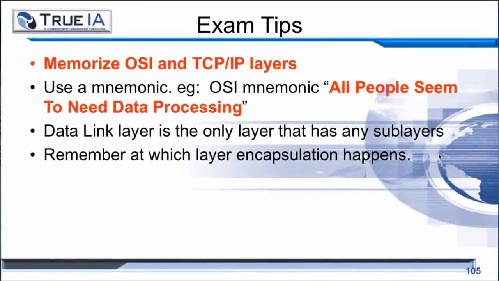So one more important set of tips for you. You absolutely must memorize the OSI and the TCP/IP layers. A simple mnemonic for the OSI layers is All People Seem To Need Data Processing. That'll help you keep them in order from 1 to 7. Remember, only the data link layer is broken up into 2 sub-layers, the media access control and the logical link layer. And remember at which layer encapsulation happens. All of them must encapsulate going up and down the stacks.